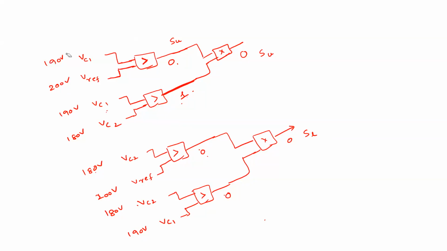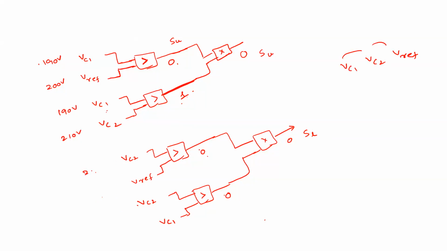Now there is another case, where VC2 is high. This is 190 volts and this is 200 volts. This is 190 volts and this is 210 volts. We will have different options, right? If you have VC1 and VC2, these two have some relation. VC1 may be greater than VC2, VC1 may be equal to VC2, or VC2 may be greater than VC1. So we are going through these several possibilities.